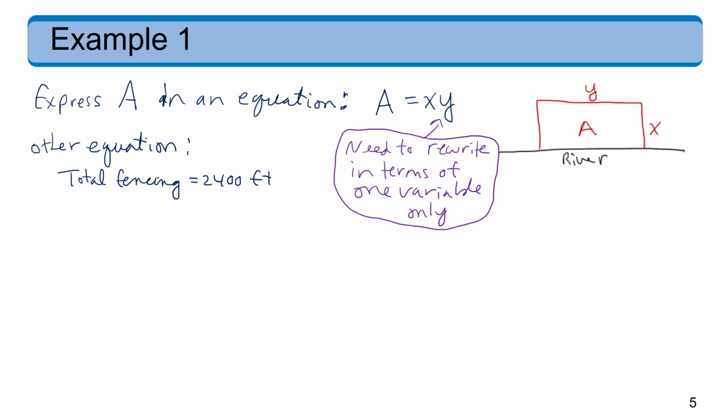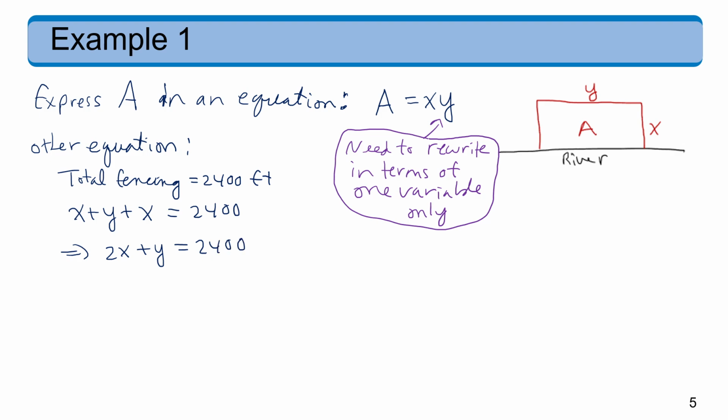So let's see if we can write an equation that expresses that. So looking at our figure, the total amount of fencing will be x plus y plus another x. Okay, so the total fencing, we have x plus y plus x, and that needs to equal 2,400. And we could simplify that by combining the x plus x to 2x. So 2x plus y equals 2,400.